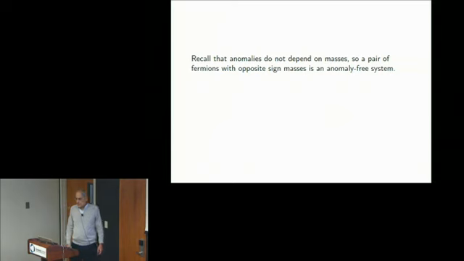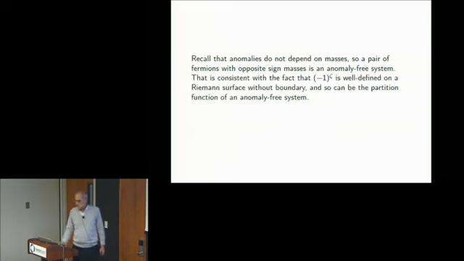Now recall that anomalies don't depend on masses, so a pair of fermions with opposite sign masses is anomaly free. It's not trivial and uninteresting, but it's anomaly free. I've just claimed that the pair of fermions with opposite masses has minus 1 to the zeta times uninteresting things for its path integral, and the statement that it's anomaly free is completely consistent. Minus 1 to the zeta is well defined on a Riemann surface without boundary, so it can be the partition function of an anomaly free theory. And when I say it's well defined, that means it's anomaly free. They're really synonyms here.